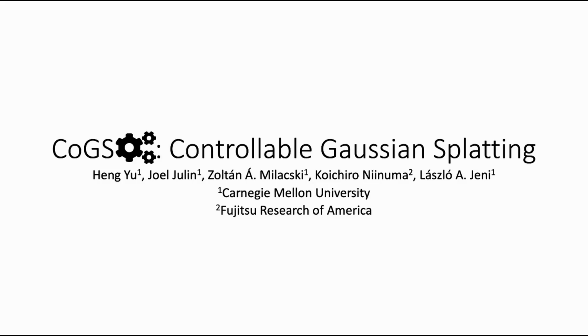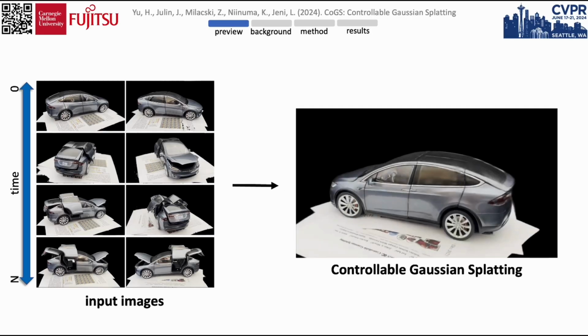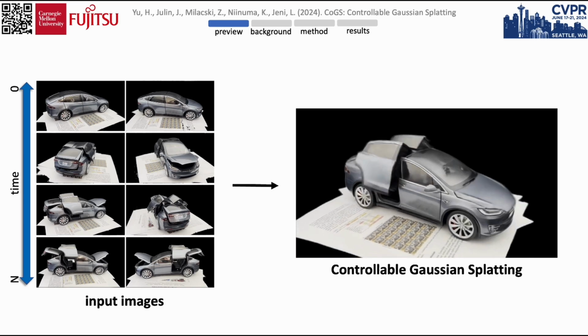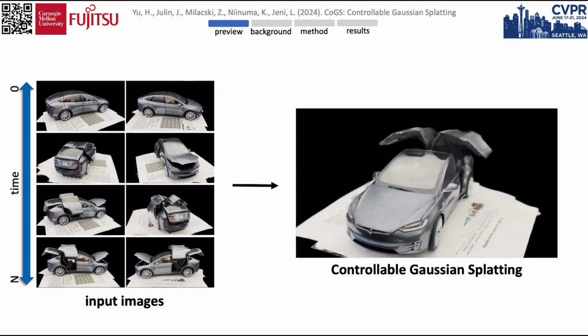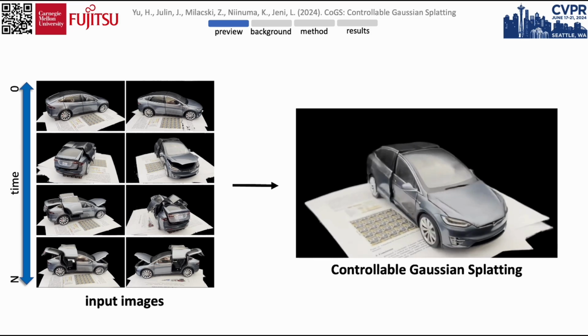We present CoGS, a state-of-the-art method that enables the direct manipulation and re-animation of Gaussian splatting scenes. Given an unstructured image collection of deformable objects from various views and poses, our goal is to create a controllable Gaussian splatting scene capable of rendering new, unseen views and configurations.